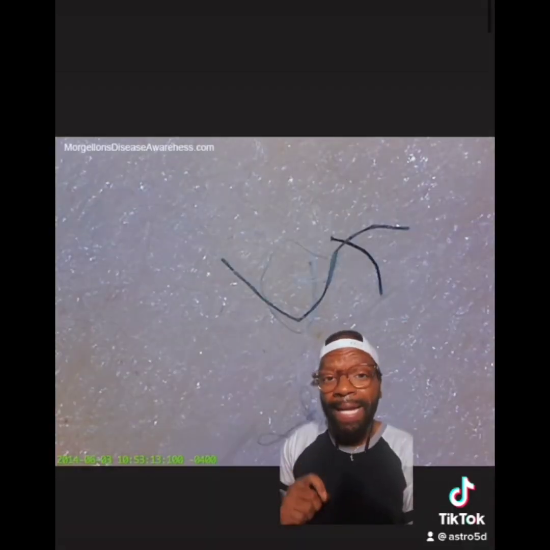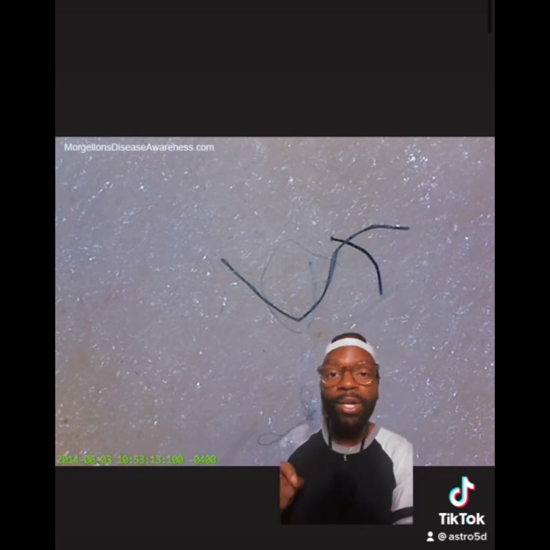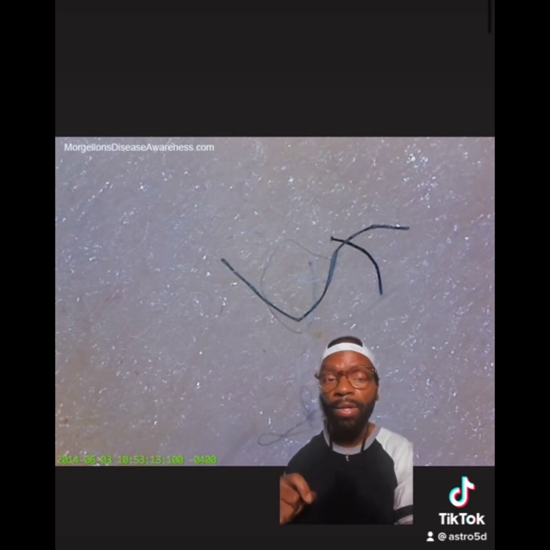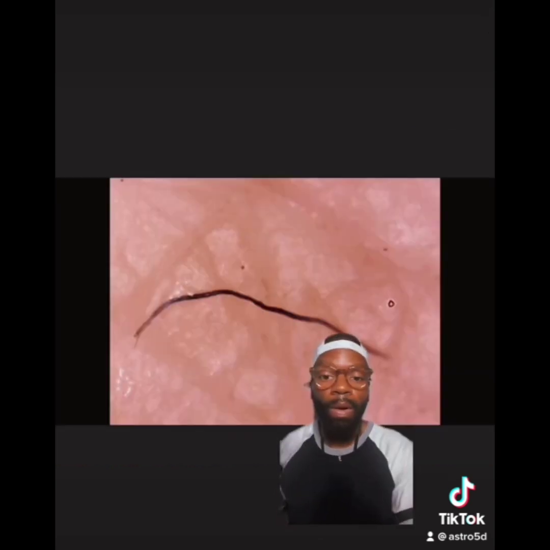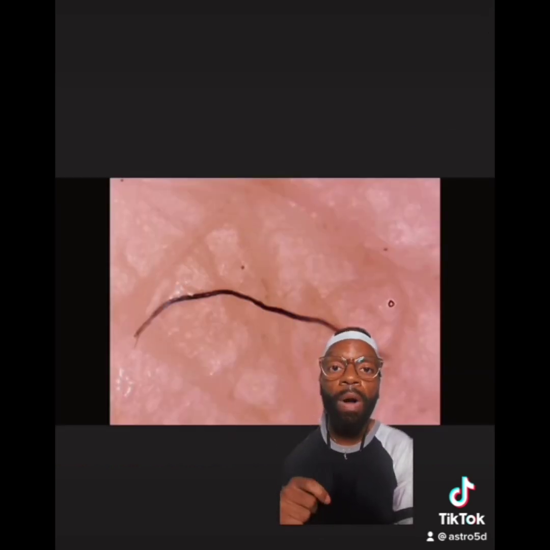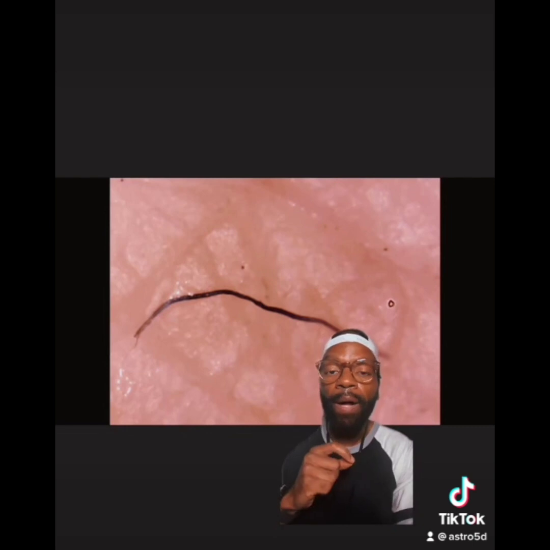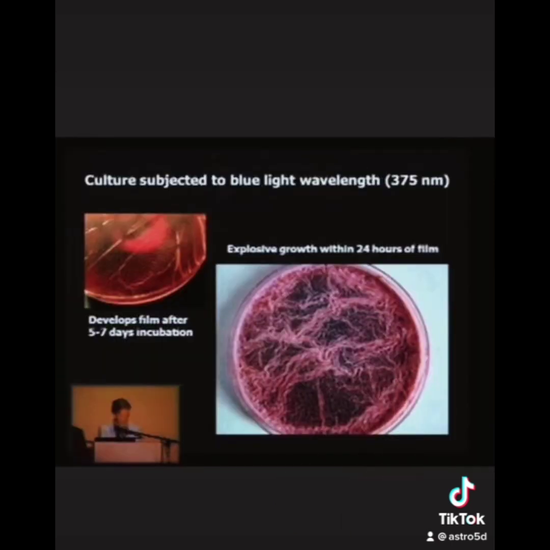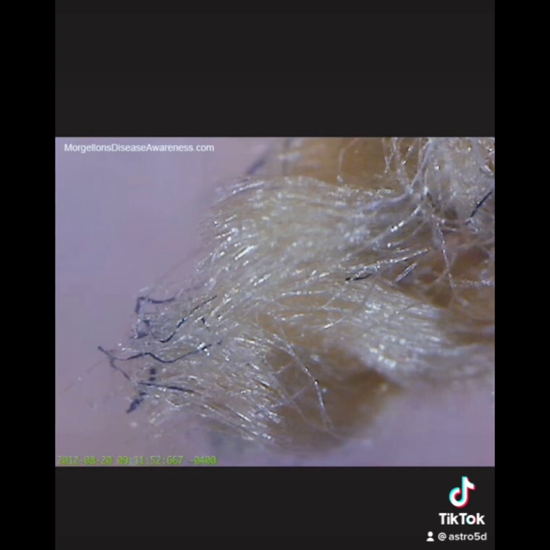So these are tiny computers, nanotechnology, that turns your pulse, heart rate, DNA information into radio signals that can be read by satellite, that can be read by 5G technology. One way to test for Morgellons is get you some raw cranberry juice, swish it around in your mouth, spit that out underneath the microscope, and you can see the Morgellons in the juice. You may have seen hip-hop artist B.O.B. do that years ago. Here is Morgellons culture subjected to blue light wavelength, and you can see explosive growth within 24 hours of film. And here's a better representation of what that looks like.